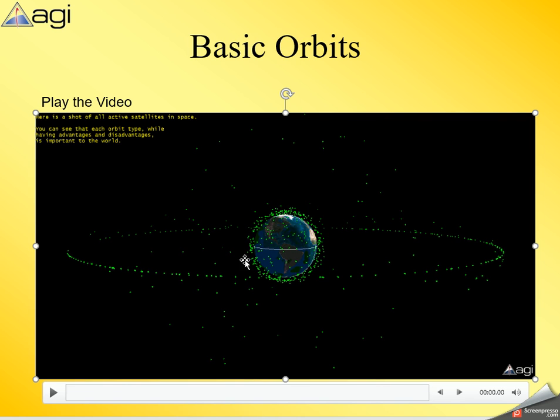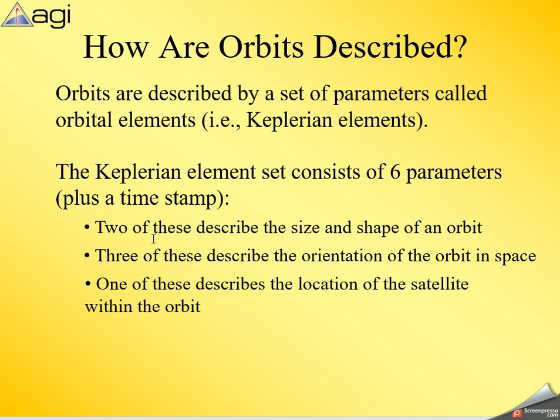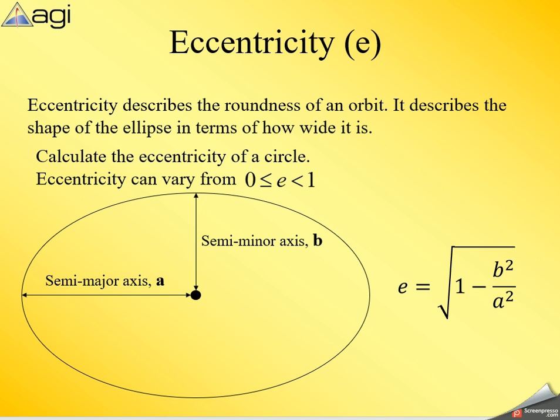Here are all the different satellites in space. So, orbits: how we describe them. Orbits are described by a set of parameters called orbital elements. There are 6 different parameters. 2 of these describe the size and shape, 3 describe orientation, and 1 describes the location within the orbit itself. So, eccentricity. Eccentricity describes the roundness of it.